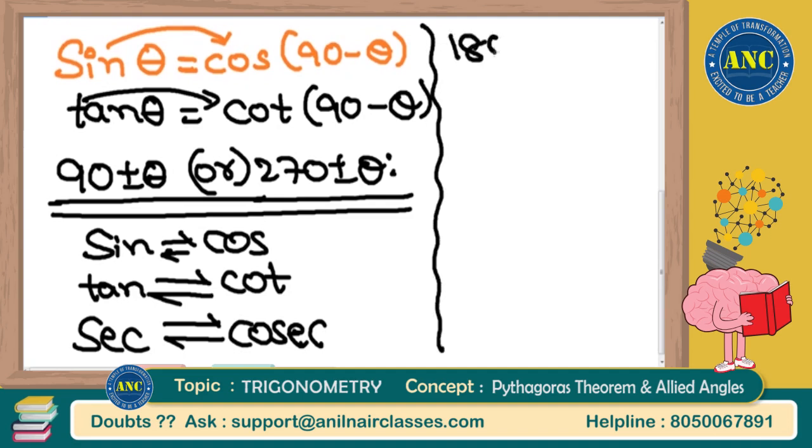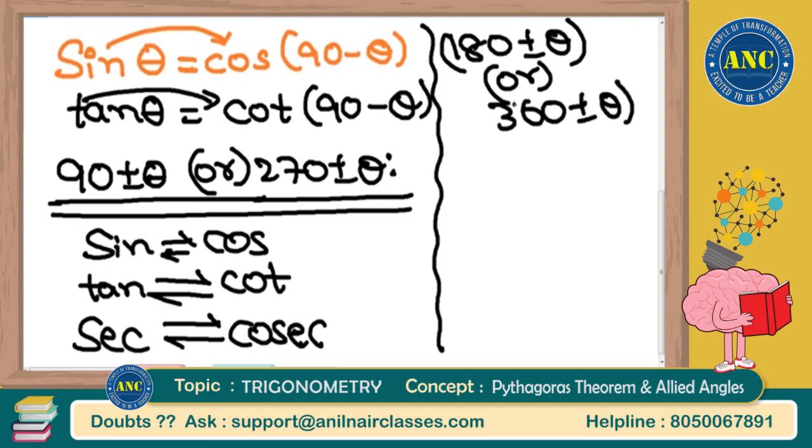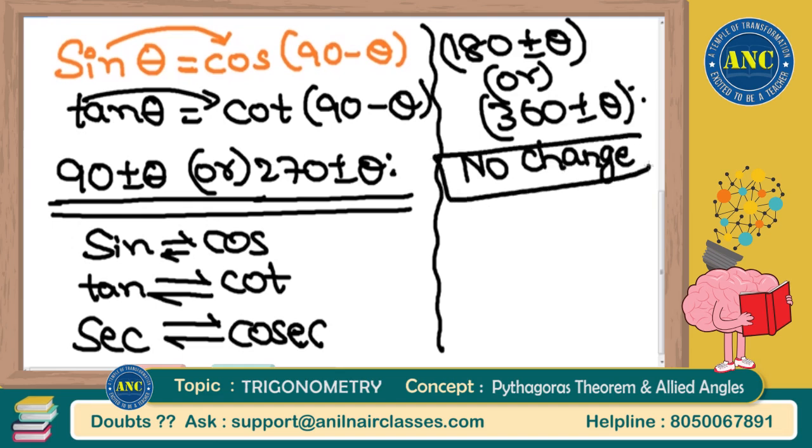Similarly, if 0 plus or minus theta, or 180 plus or minus theta, or 360 plus or minus theta, any of these even multiples of 90 are present, then the trigonometric functions will not change. There is no change in our trigonometric function. You need not change any trigonometric functions and waste your time. You can keep the same trigonometric functions, whatever is present.